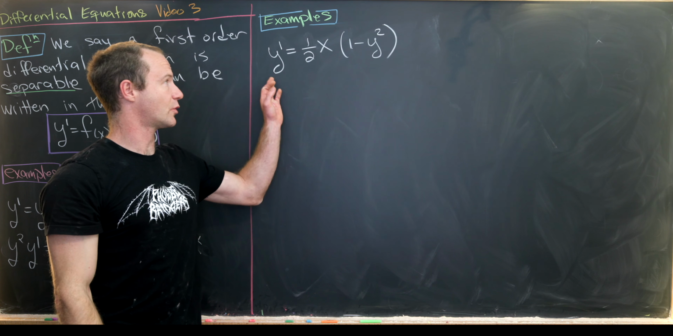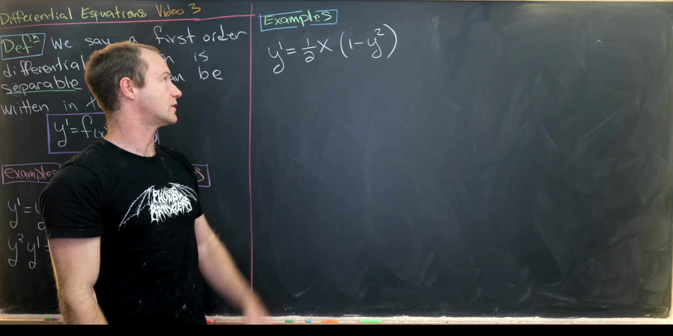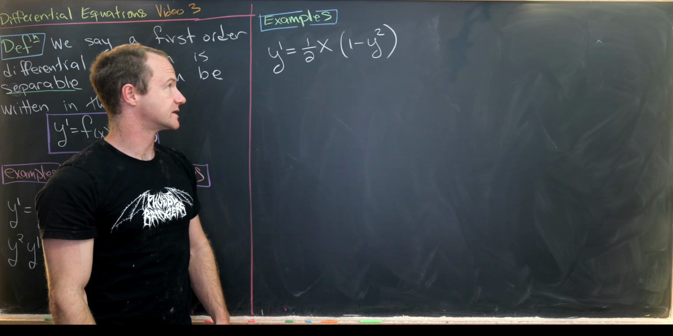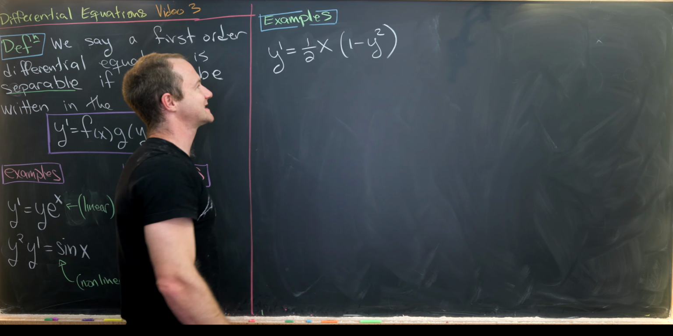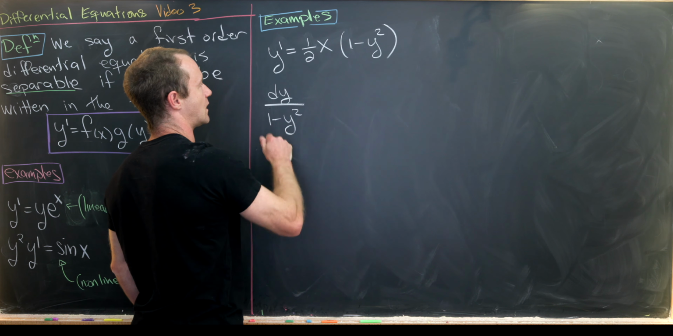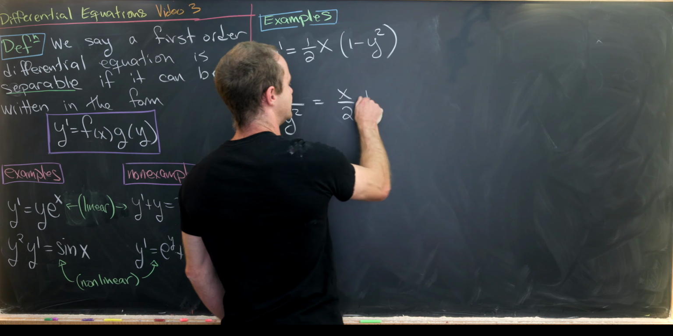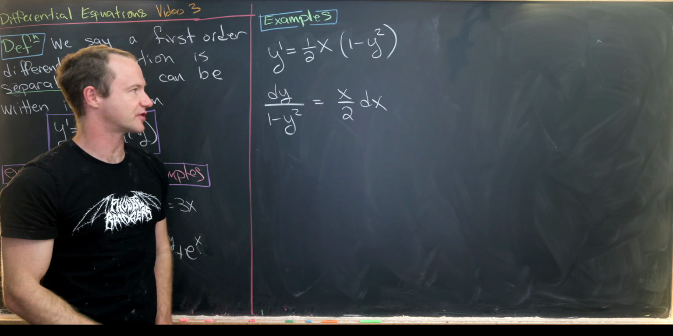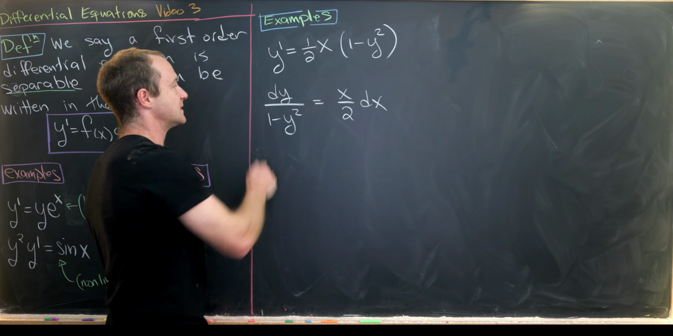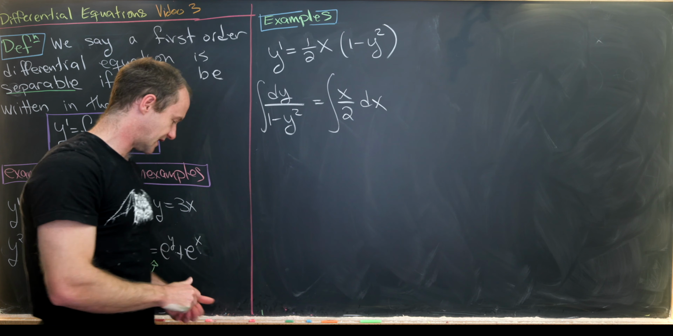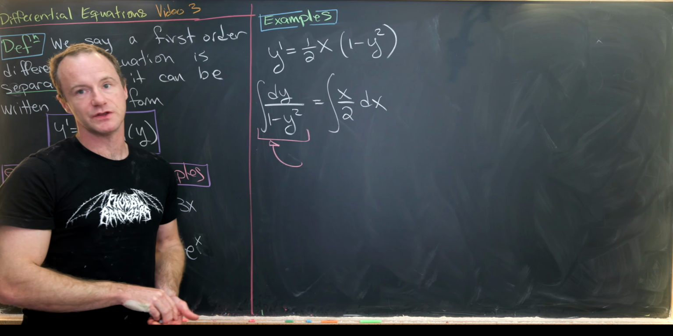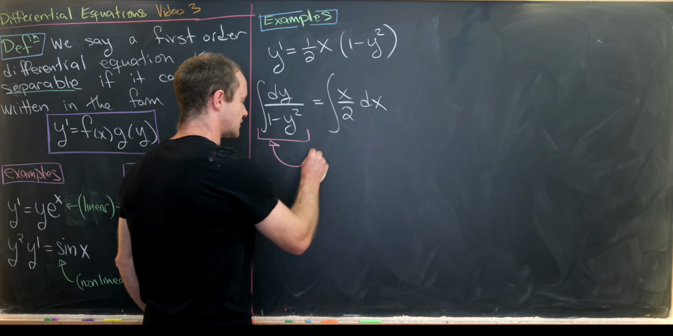So for our next example, we're going to look at the differential equation y prime equals half x times (1 minus y squared). Okay, so let's get started here. So the first thing that I'll do is write this as dy over (1 minus y squared) equals x over 2 dx. So that's skipping a trivial step from before where we took y prime and wrote it as dy by dx. Now we're going to take the antiderivative of both sides, but honing in on what's going on right here, we see that we might want to use a partial fraction decomposition. So let's work that out real quick.